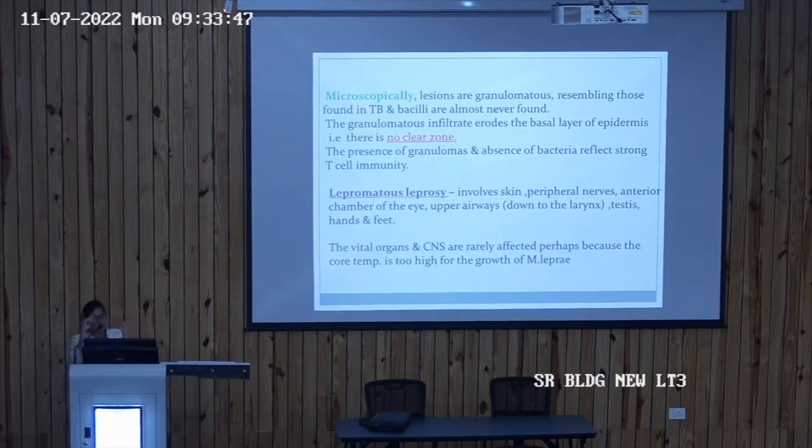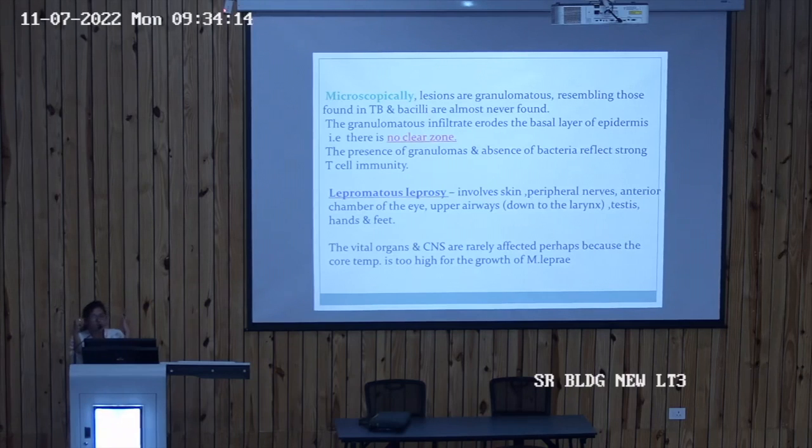As I already showed you, the thick dark line, that is the epidermis, and below was the dermis. So there is granulomatous inflammation in that transition zone between the epidermis and dermis. So there is no clear zone. That is also called as grenz zone. That is found in tuberculoid leprosy. Okay. The presence of these granulomas and absence of bacteria reflects strong T cell immunity.